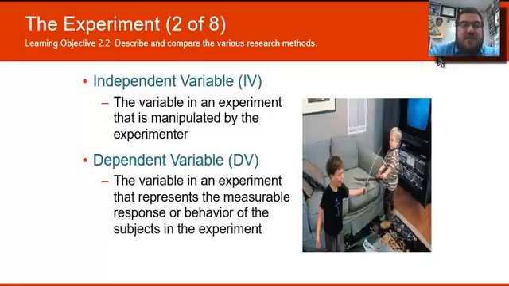This should be reviewed, the independent variable and dependent variable. The independent variable is the one that is manipulated by the experimenter. So everything else is held constant. You can see these kids fighting with swords here. Maybe the independent variable would be what is on the television. So is it a violent show or is it a non-violent show? The dependent variable is what we are measuring. So in this instance, it might be aggression.